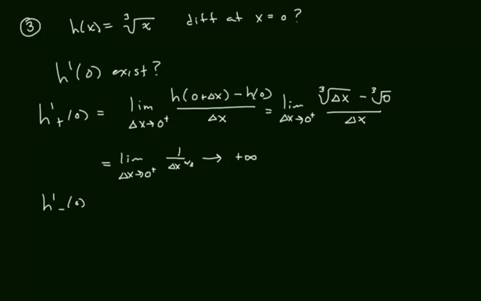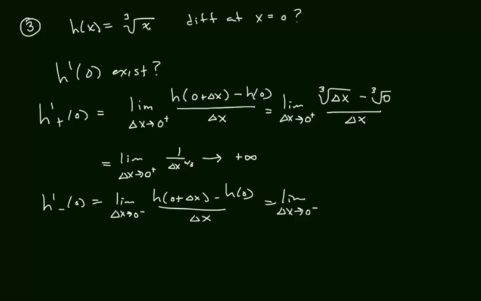And so h prime from the left of 0 is the limit as change in x goes to 0 from the left of h of 0 plus change in x minus h of 0, all over change in x. Same deal: cube root of change in x over change in x, which is the limit as change in x goes to 0 from the left of 1 over change in x to the 2/3.